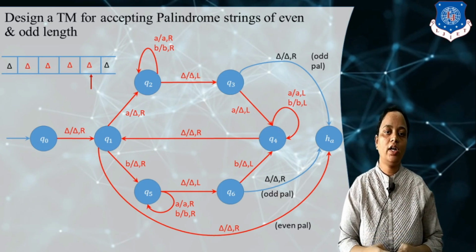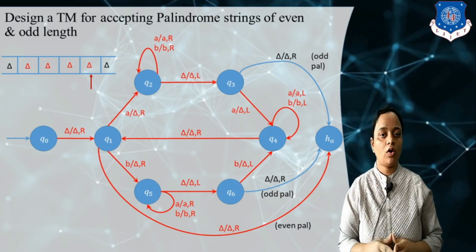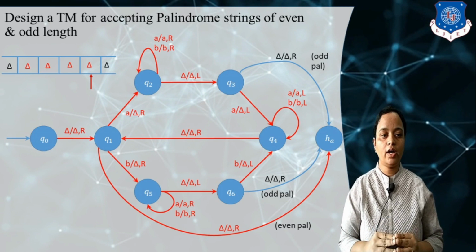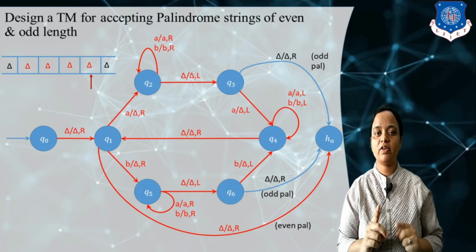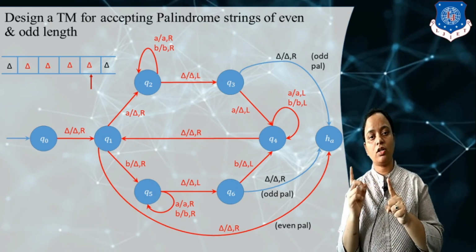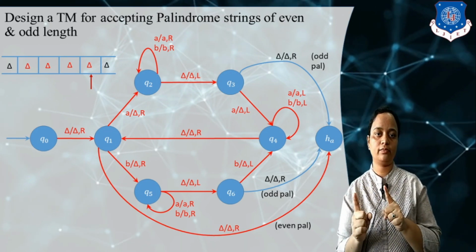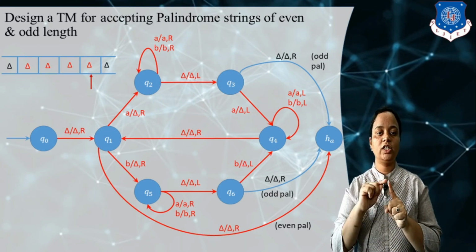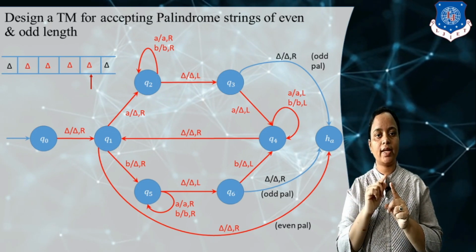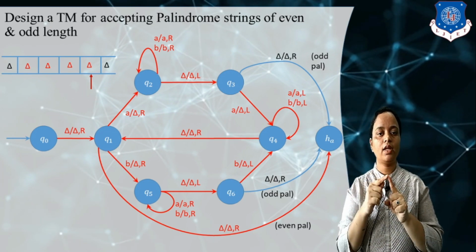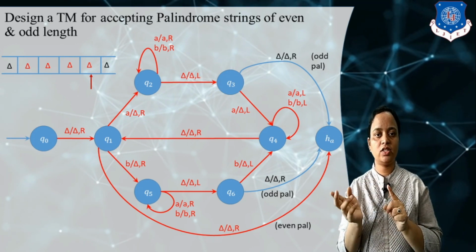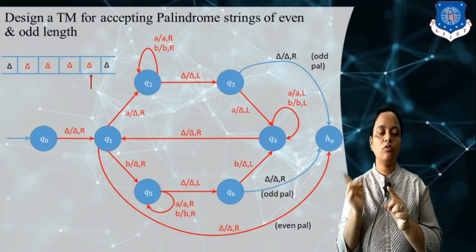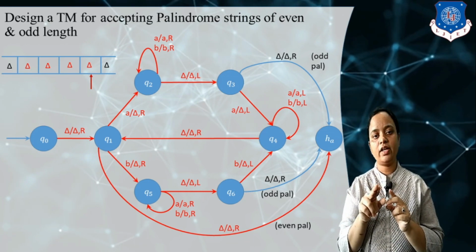If it is an odd length string, then in the odd length case at the Q1 state there is always one symbol remaining which does not have any match. So at the Q1 state what are we going to do? Replace that symbol with the delta and move to the right side. Again find the leftmost symbol. If it is delta, move to the left side of the delta.